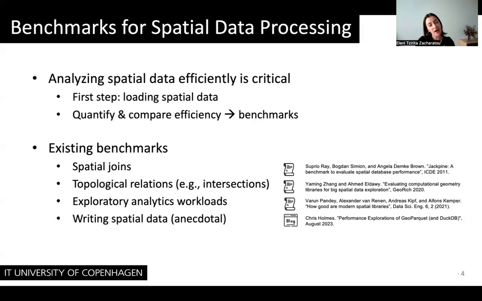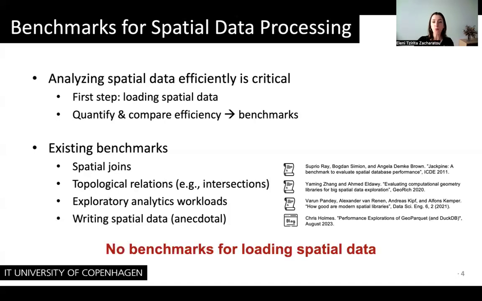To quantify and compare the efficiency of different technologies, we need to establish benchmarks. While there are several benchmarks for spatial data in the literature, they focus on specific operations like spatial joins and topological relations. There are also studies on the performance of exploratory analytics workloads and a recent blog post examining the performance of writing spatial data using different file formats and libraries.